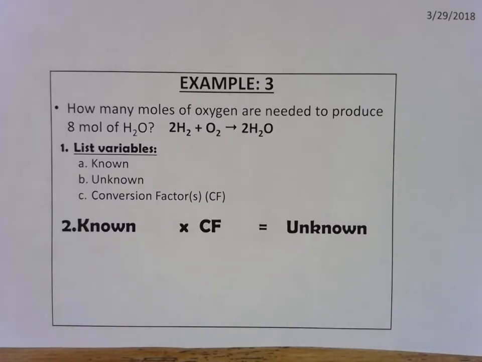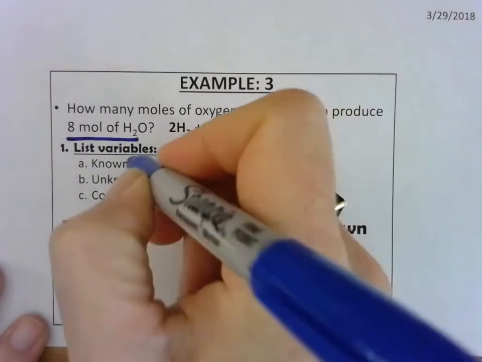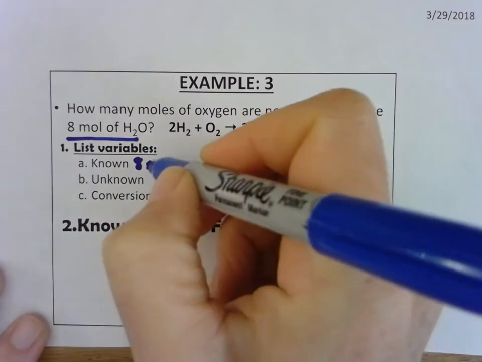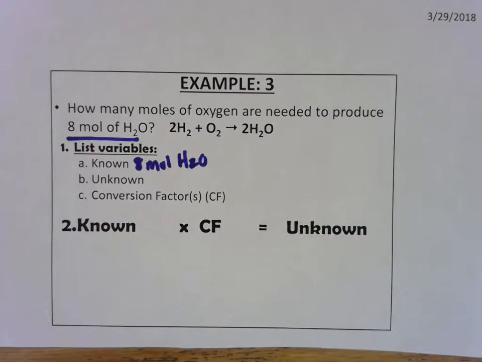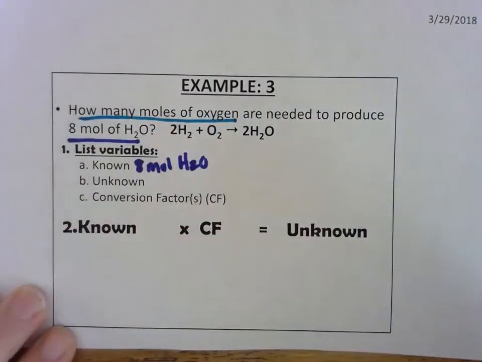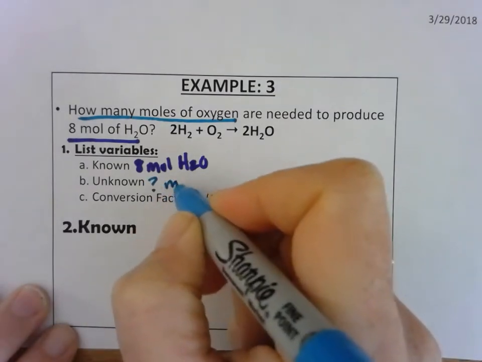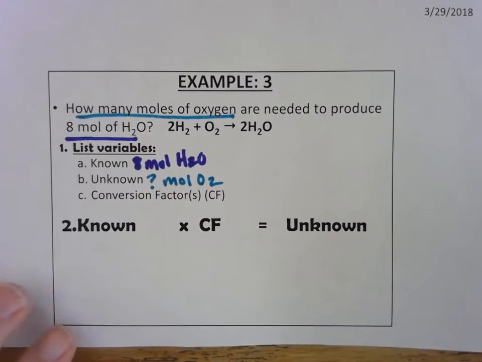Now let's identify our stuff, and they gave us a formula, so that's a bit different also. So the known again is still whatever they provide you with: the number, the unit, and the chemical. So the known is 8 moles of water, and it asks me how many moles of oxygen. So question mark mole O2. That's the unknown.